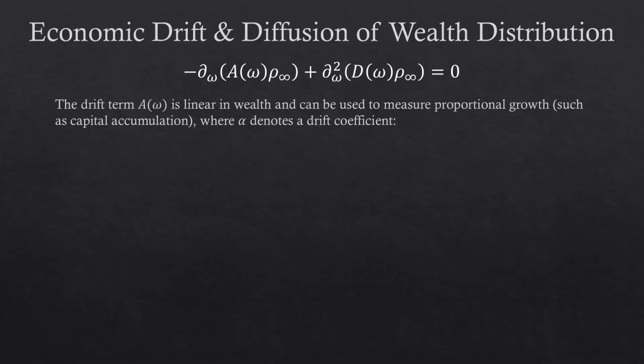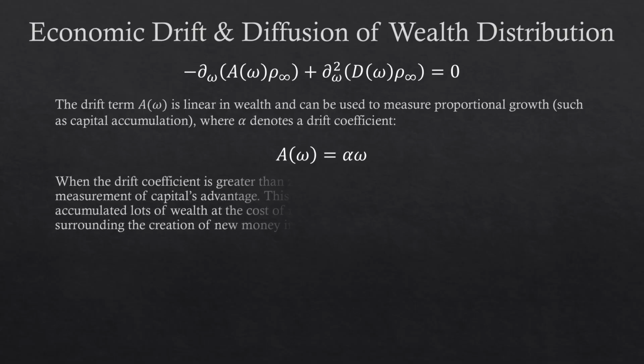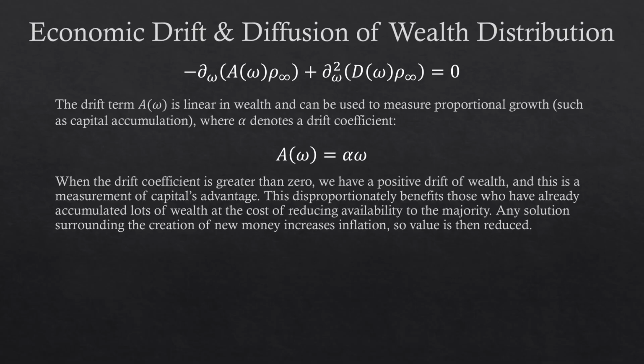The drift term, A of omega, is linear in wealth and can be used to measure proportional growth, such as capital accumulation, where alpha denotes a drift coefficient. When the drift coefficient is greater than 0, we have a positive drift of wealth, and this is a measurement of capital's advantage. This disproportionately benefits those who already have accumulated lots of wealth at the cost of reducing availability to the majority. Any solution surrounding the creation of new money increases inflation, so value is then reduced.